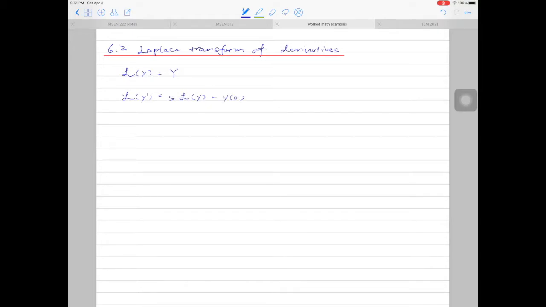Then the Laplace transform of y prime is simply s Laplace y minus y0. And the Laplace transform of y double prime is equal to s squared Laplace transform of y minus sy0 minus y prime 0. Both y0 and y prime 0 are the initial conditions. Let's set y0 equals k0 and y prime 0 equals k1.